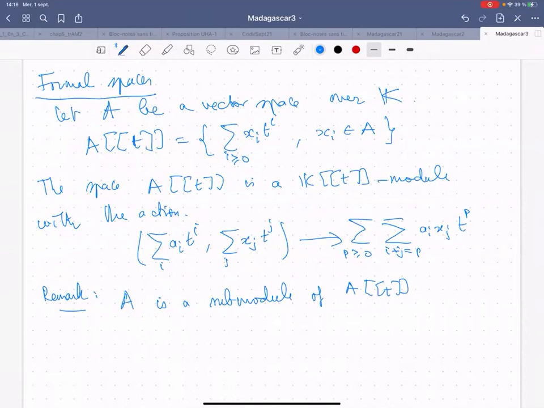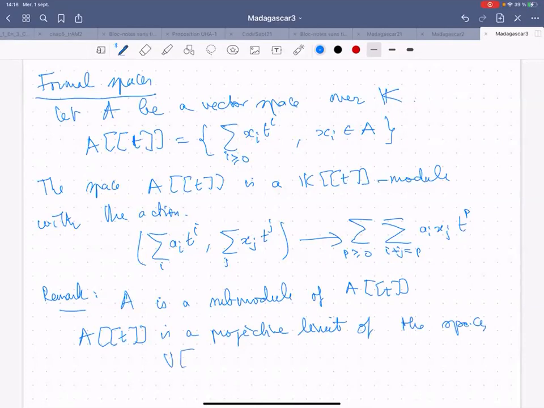Now we can also view A[[t]] as a projective limit of the spaces V_n indexed by n, which are not V but A[[t]] quotient by t^(n+1) A[[t]].